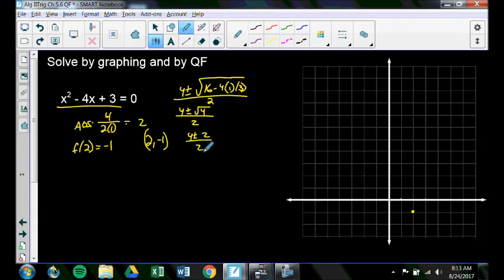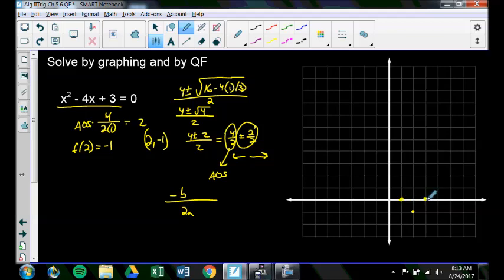Now I could simplify this and make it 6 over 2 and 2 over 2. But before I do that, I want to think about this in terms of its two pieces of a fraction. That's the same as 4 over 2 plus or minus 2 over 2. I just split the top up into two different fractions. This number here is the AOS, because in the quadratic formula, that was negative b over 2a. This number here is how far left or right you travel to get from the AOS to the roots, because the roots are here and here, right?